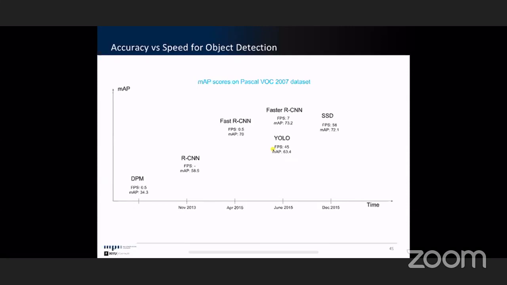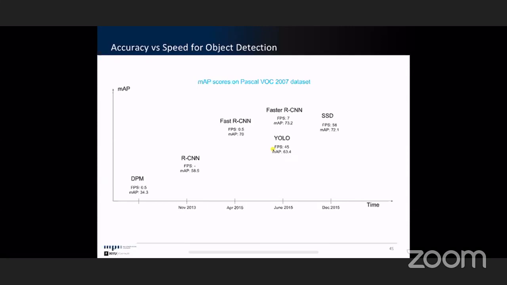The x-axis is time, and the y-axis is our mean average precision score, so higher is better. Then came Fast RCNN. Fast RCNN was again 0.5 FPS, and mean average precision was high, about 70. Faster RCNN had a mean average precision of 73.2, but FPS still only 7. But then came YOLO and SSD.